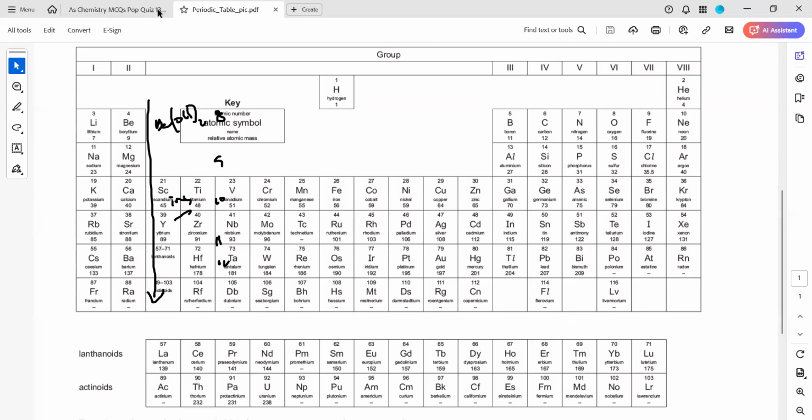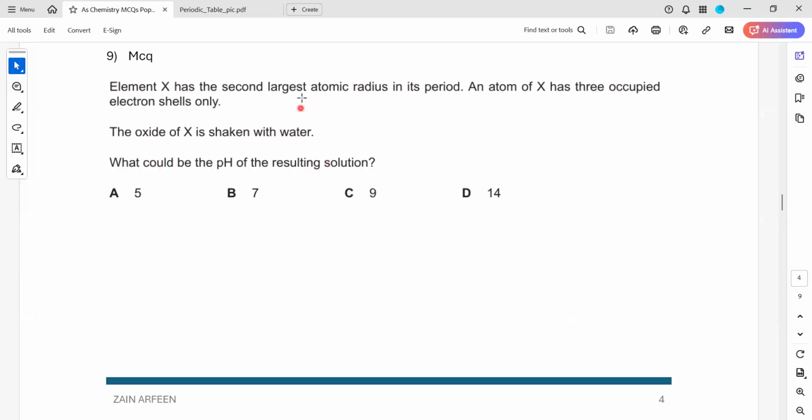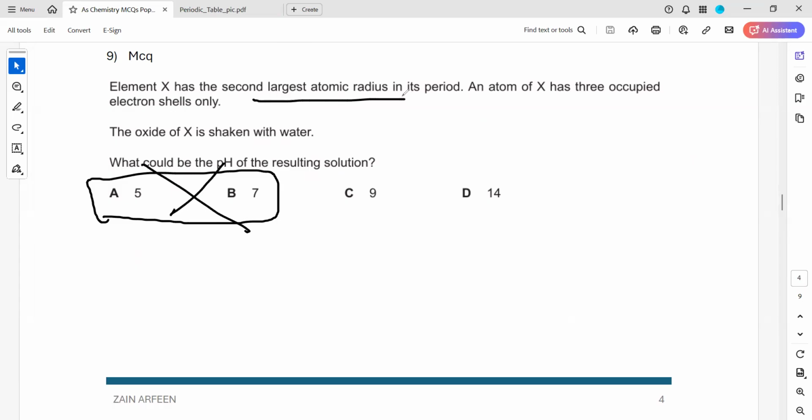So when we compare them, what could be the pH of the resulting solution? It cannot be 5 or 7. Why are 5 and 7 not in the range? Because we identified it has the second largest atomic radii, so it indicates that this should be a metal. Because the atomic radii of a metal is higher as compared to that of non-metals. So from this given indication, it's a metal.